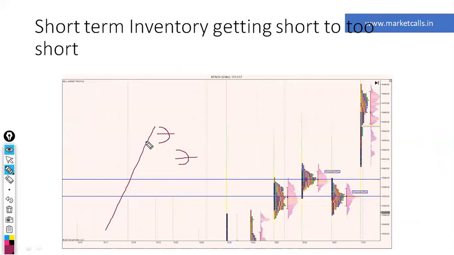Maybe the entire zone the market was trending, and in terms of Nifty, that trend would have yielded some 600 or 700 points, and then at the market top it started balancing. If you look at the value area, it is only developing lower. This is a sign that inventory is getting too short. Again, you can expect one more ramp to come.